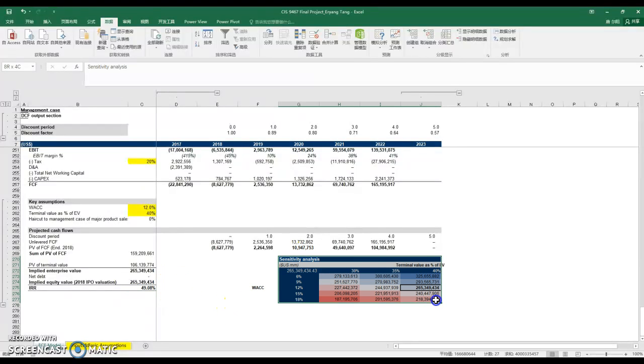And here I've got a sensitivity analysis. It's just the data tab we covered in class, and it finally comes in handy right here. In the row section, I have different values for the terminal value as percent of EV, and in the column section, I have different values for the WACC. So we're getting a different IPO price range. That's what the sensitivity analysis is all about.